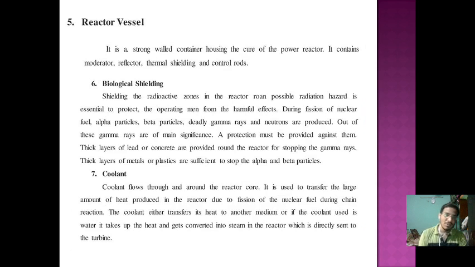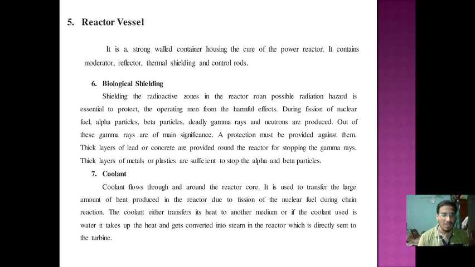Reactor vessel. What is the reactor vessel? It is a strong-walled container housing the core of the power reactor. It contains a moderator, reflector, thermal shielding and control rods. The reactor vessel is one type of vessel, a strong structure, in which the moderator, reflector, thermal shielding and other materials like control rods will be there.